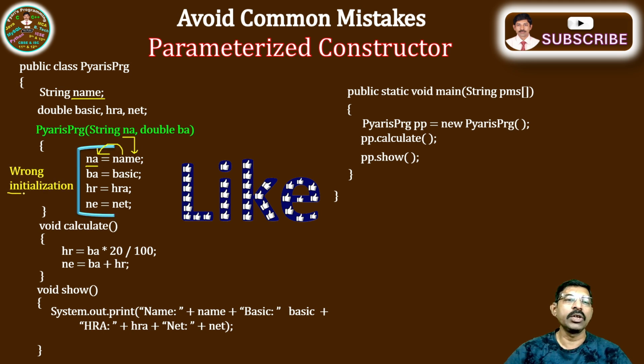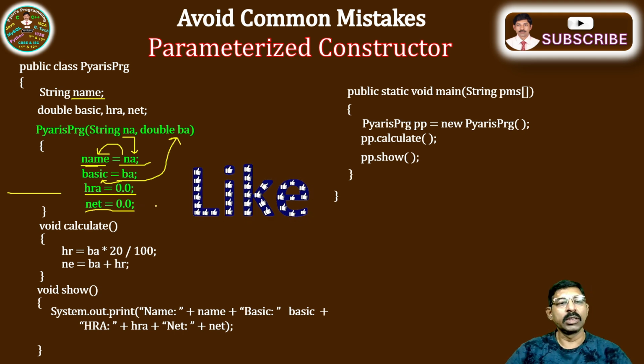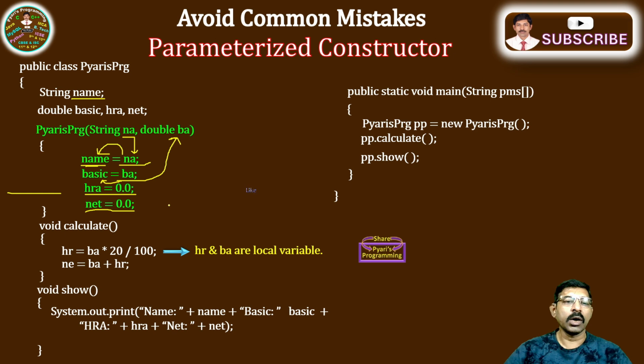This is wrong initialization. It should be left hand side is instance variable, right hand side is the local variable. Basic salary is the local variable where we got the data. It is going to give it to the basic salary, and the variable which is used for calculation will have its default value. Okay, this part is clear. Let's go to the calculation part.